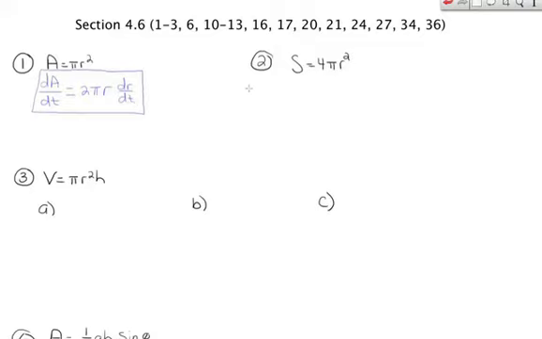Number 2 says pretty much do the same thing. Write an equation that relates dS/dt to dr/dt. So the surface area of a sphere is given by 4 pi r squared. So the derivative of this with respect to time gives me dS/dt equals, again ignoring the 4 pi, just focusing on the r squared, the 2 comes down, making it 8 pi r to the first, and then I take the derivative of the radius, which is simply dr/dt. And that's it.